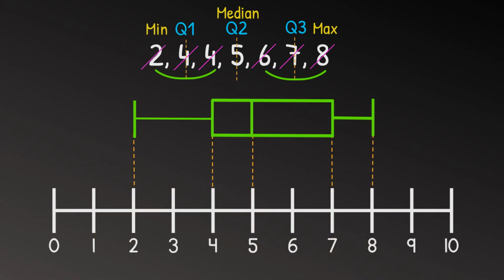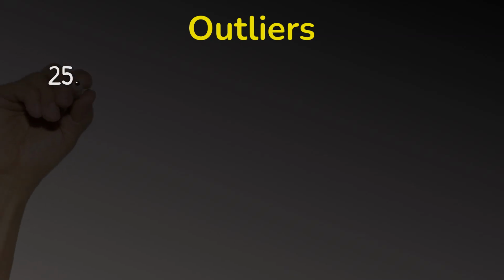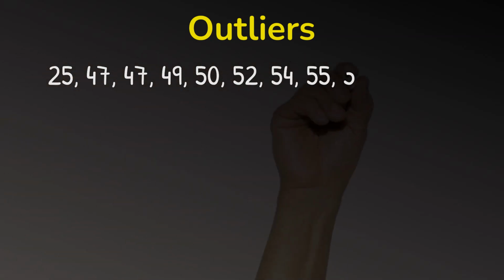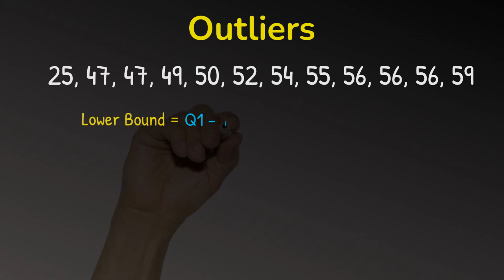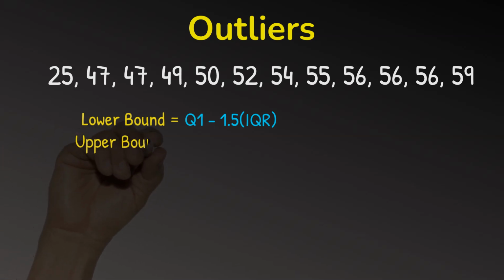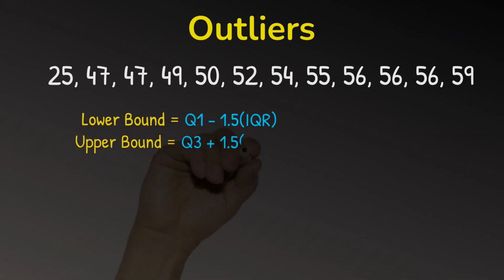So that's the basic box and whisker plot, but what happens when we have an outlier? Well, let's consider this data set here. Now each data set will have a range of numbers from the lower bound to the upper bound, which we can calculate. And if the number falls outside of this band, then it's an outlier. Now we calculate the lower band using Q1 minus 1.5 times IQR, or the interquartile range. And we calculate the upper band using Q3 plus 1.5 times IQR, the interquartile range.